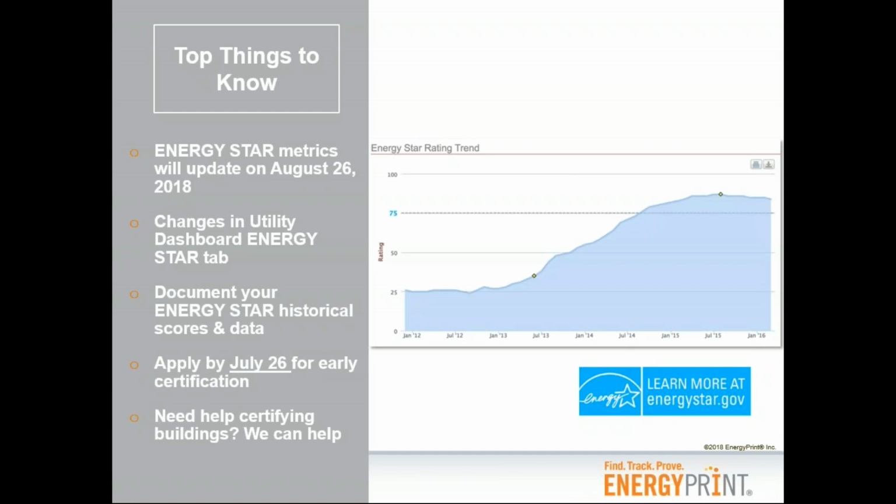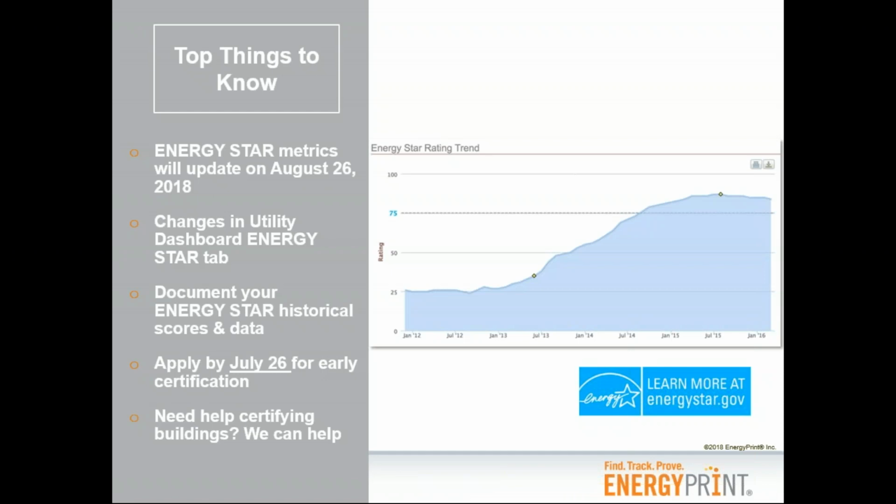Also, if you do have a building that has a score over 75 in Energy Star, and you haven't already applied for or had your building certified as Energy Star certified for 2018, we strongly recommend you do that before August 26th, before they make that change. As a matter of fact, Energy Star has recommended that you get your applications for certification in to them prior to July 26th to ensure that those applications will go through using the current scores.